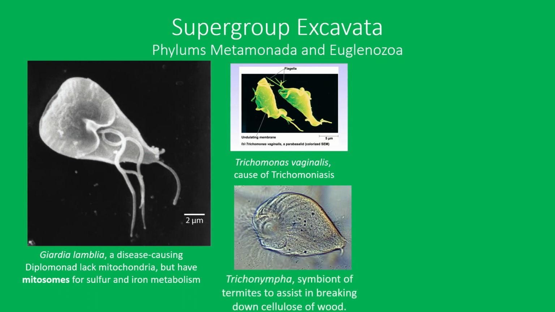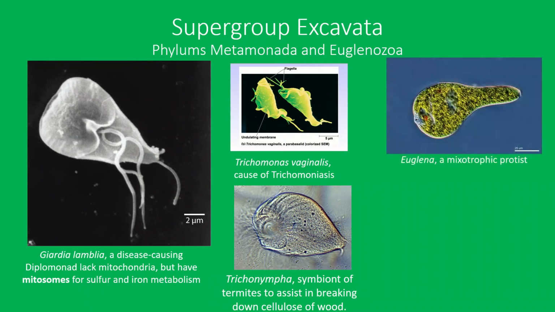Trichonympha is a symbiotic organism in the guts of termites that helps assist in the digestion of wood cellulose. Phylum Euglenozoa includes euglenoids, which have a variety of lifestyles and metabolisms. All have 2 flagella for locomotion. Euglena is a mixotrophic protist, both consuming other organisms and undergoing photosynthesis.